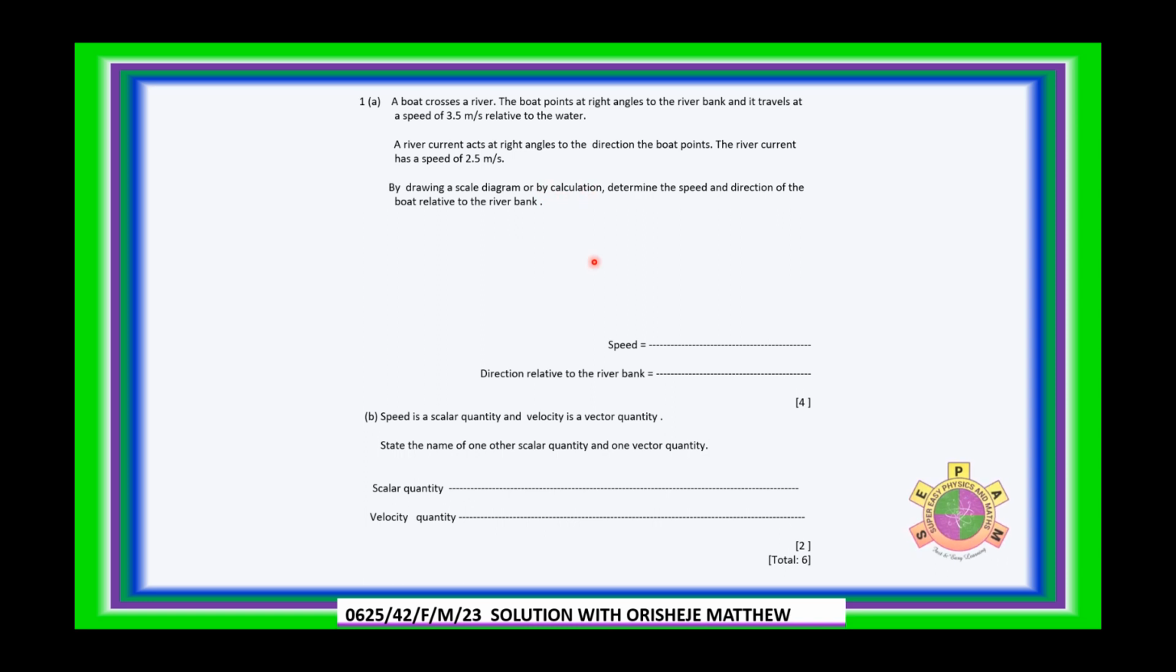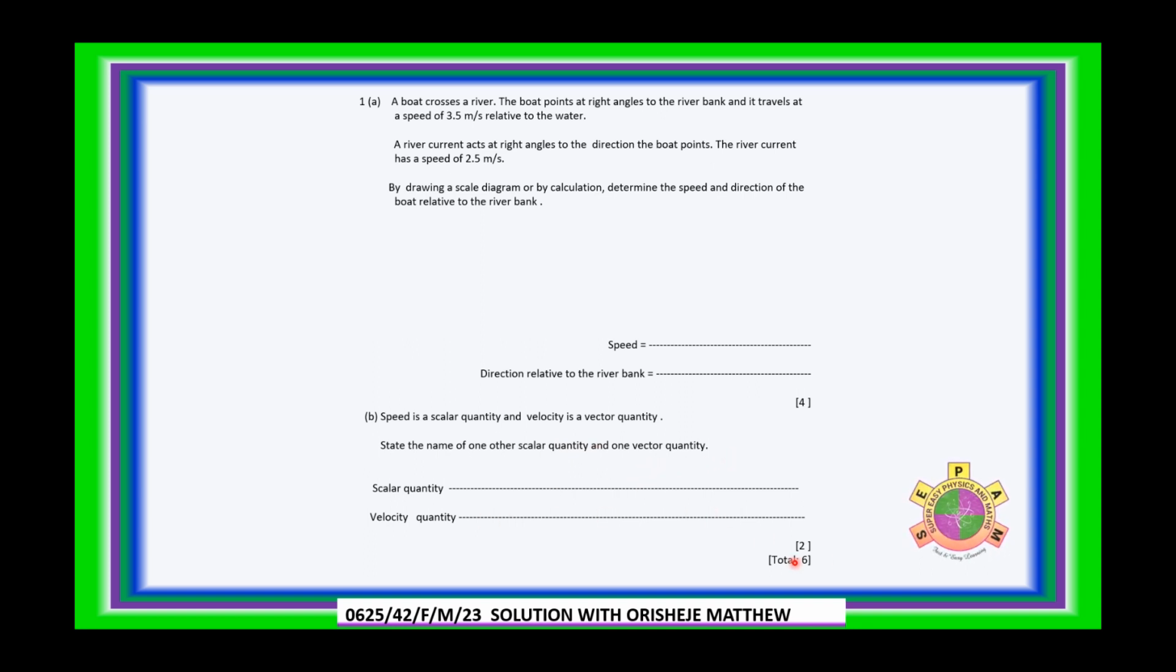Then find the speed. Speed is a scalar quantity and velocity is a vector quantity. State one other scalar quantity and one other vector quantity. So that gives you the total 6 marks for this question.